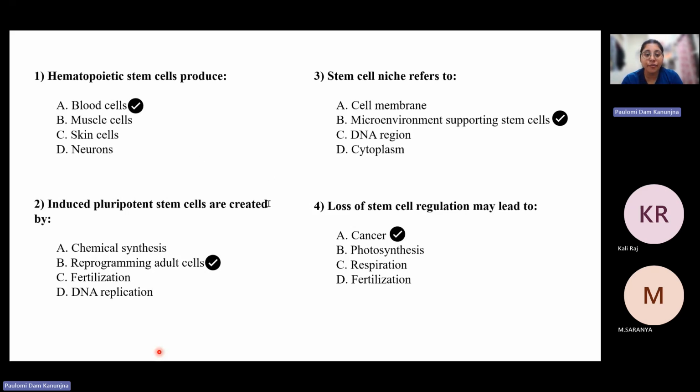And if you have loss of stem cell regulation, it can lead to cancer. Why? Because these stem cells are able to proliferate. So if they proliferate and differentiate without control, they can lead to cancer. And this is one of the primary cells from which cancers originate.